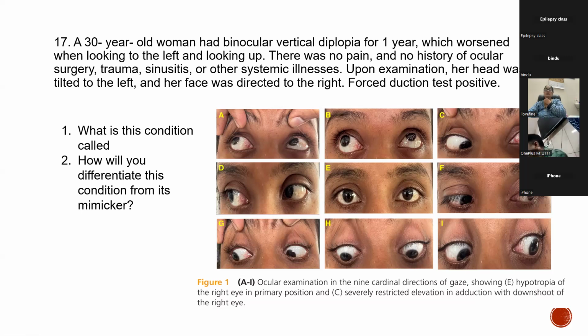What is this condition called? How will you differentiate this condition from its mimicker?